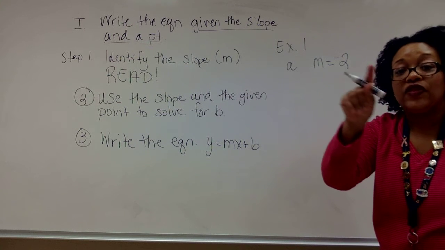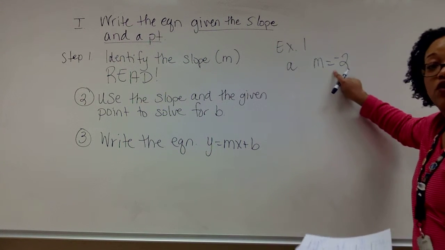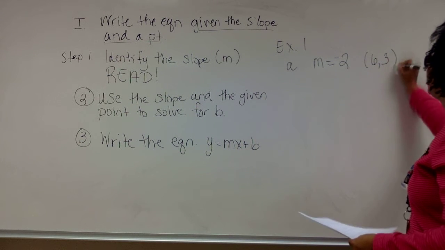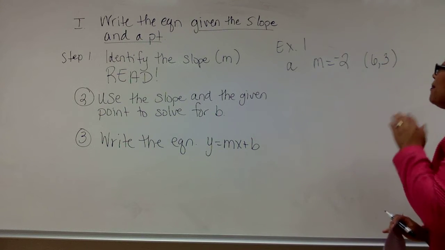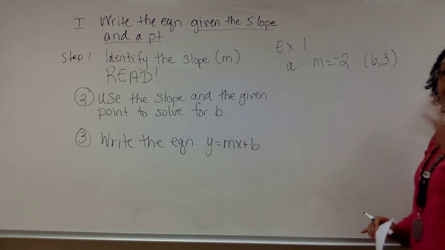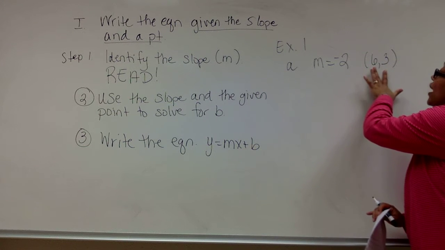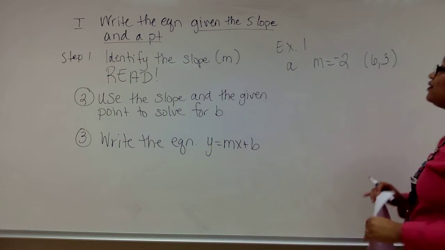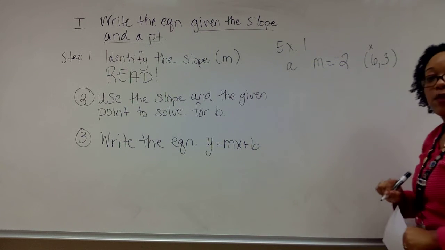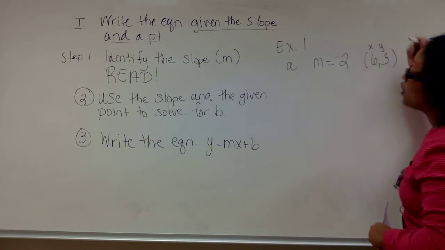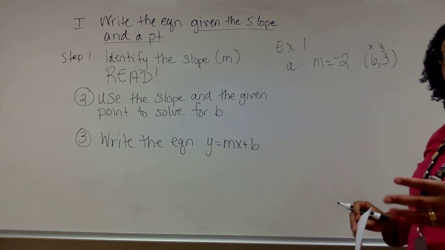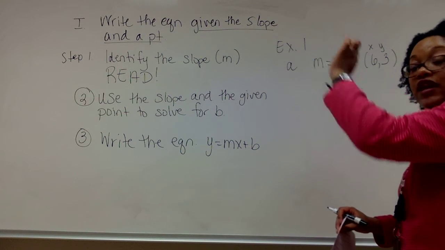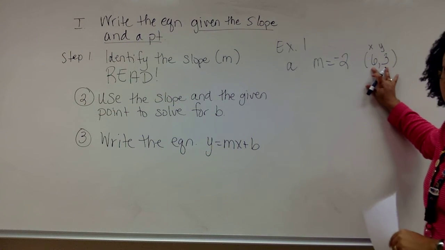Now, the next thing you need to do is right beside where you wrote m equals -2, I want you to write the point down. Your point here, the way that you know how to locate this point is by the x and y coordinates. This first number represents your x. The second number represents your y. Now, if I wanted you to graph the point, that would be easy. You would know to go to the right 6 and up 3. But I want to use this information to get my b.